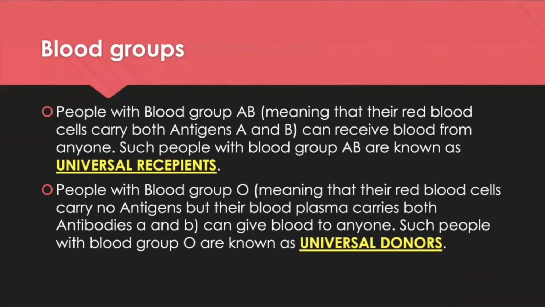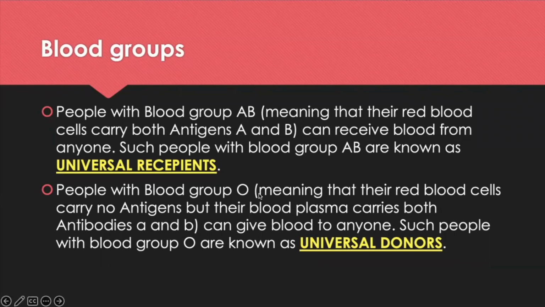All right. Now with blood groups, people with blood group AB, meaning that their red blood cells carry both antigens A and B, interestingly can receive blood from anyone. We call them the selfish type. Such people with blood group AB are known as universal recipients. They could receive blood from anybody.